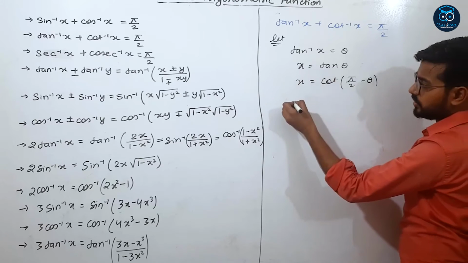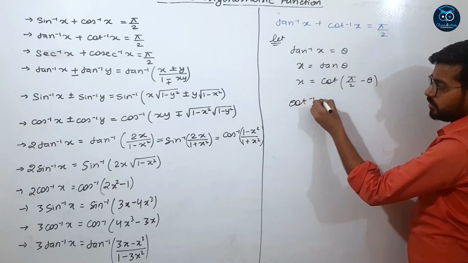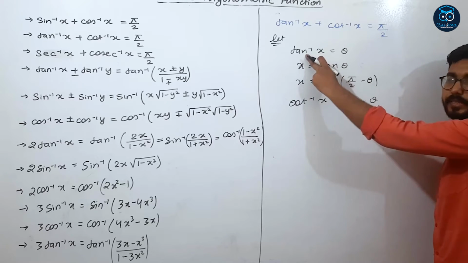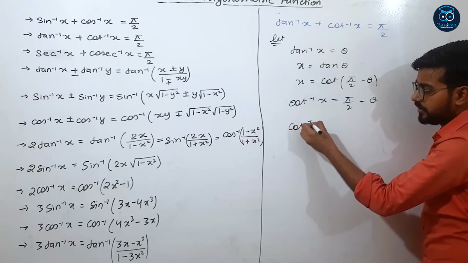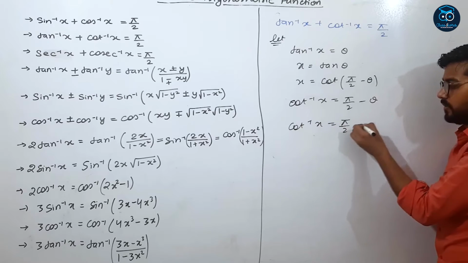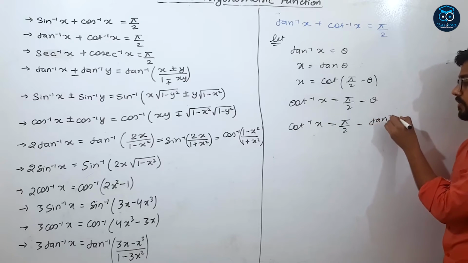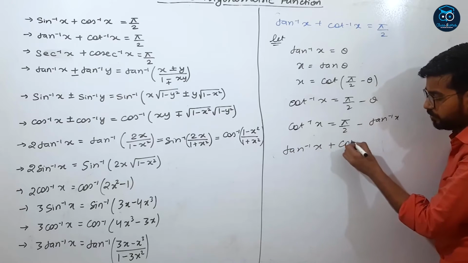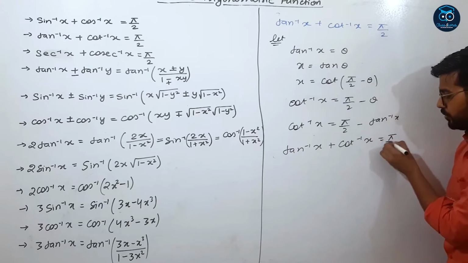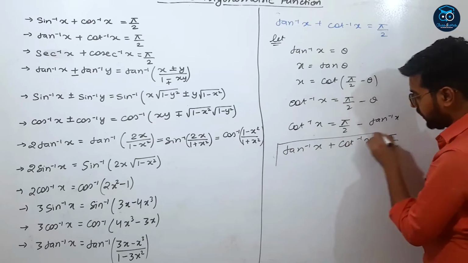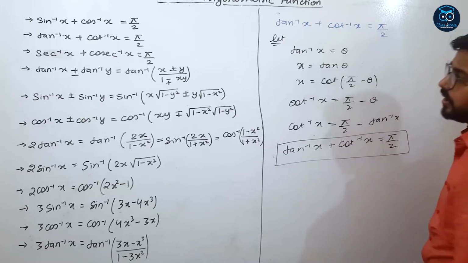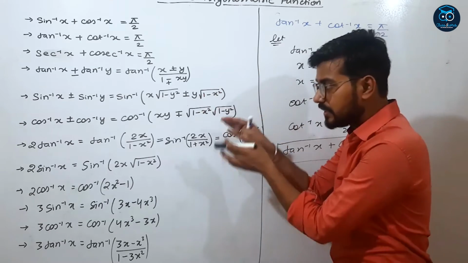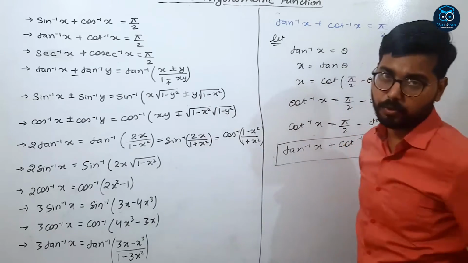Now transpose this cot, we get cot inverse x equals pi by 2 minus theta, and the value of theta is tan inverse x. Just substitute it here. It becomes tan inverse x, and when we transpose, we get tan inverse x plus cot inverse x equals pi by 2. These properties are very important because they are all going to be used in the calculus part. So please try to learn them as soon as possible.